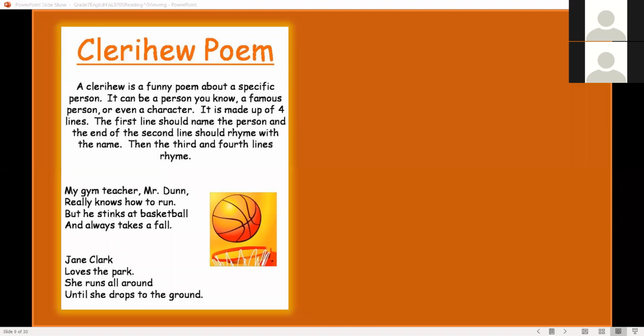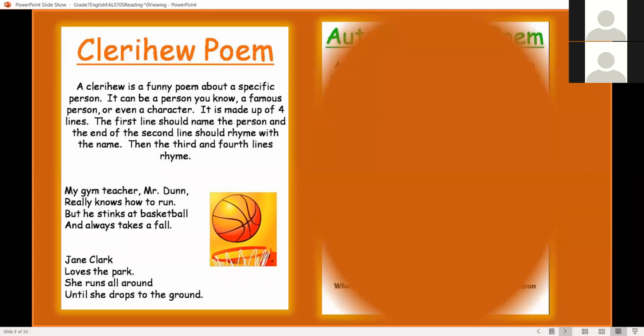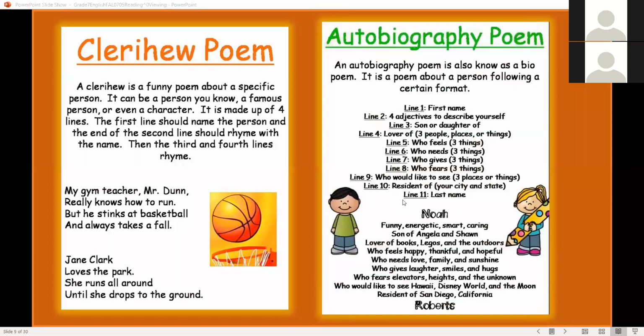And then we have an autobiography poem. Okay, now this is basically a person's autobiography, but in a poem form. And what's nice about this example is it tells you exactly what to do for each line. So if you choose a person's name and you do a bit of research about them, then you know what to do for each line. Okay, this is a challenge.